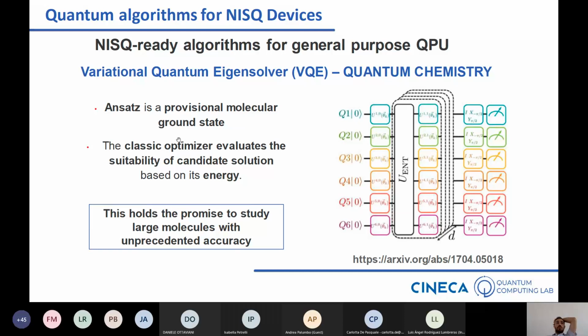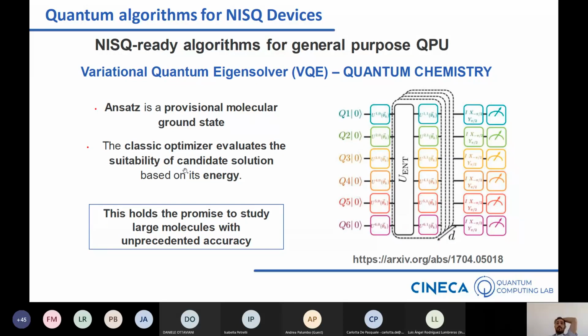So as I told you, the ansatz in this case gives you a guess, a provisional molecular ground state, that you then optimize with the classical optimizer, which evaluates the current solution depending on the energy, and then with a gradient or gradient-free method tells you how to modify the parameters in a smart way in order to get a better approximation to the ground state.